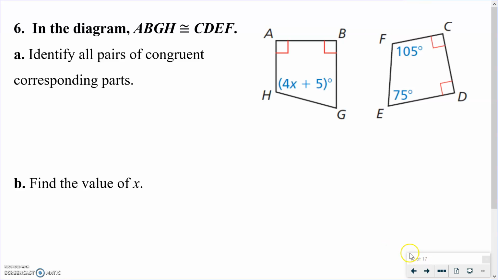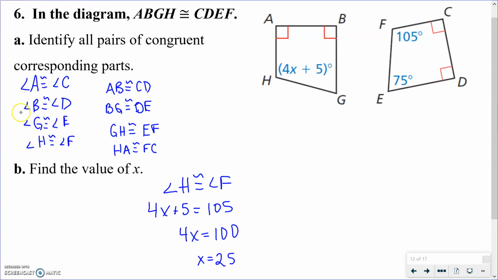All right, so I would like you to try and list all the corresponding parts and try and solve for the value of x here. So pause the video. Okay, so you should have 4 congruent angles and 4 congruent sides, and you can use this congruent statement up here and the diagrams to help you write those congruent statements. And then to find the value of x, h is congruent to f because those are corresponding parts of those figures, and so you can use those then to solve for x.